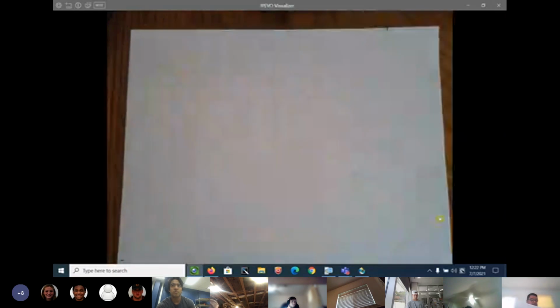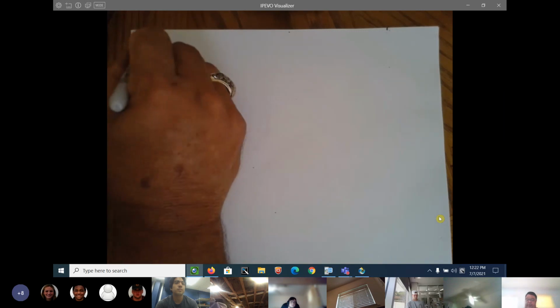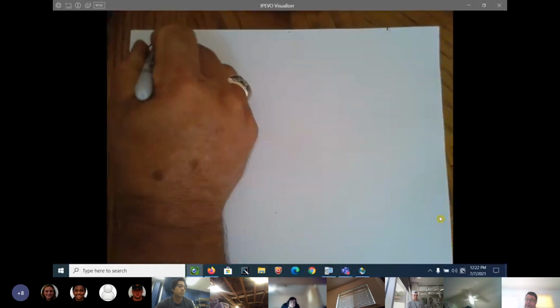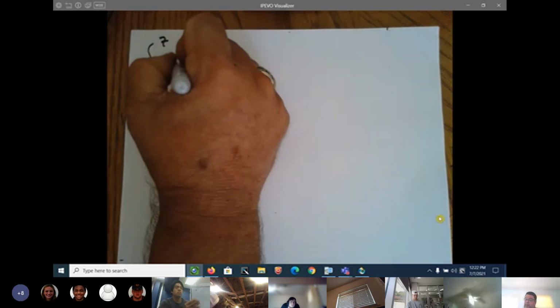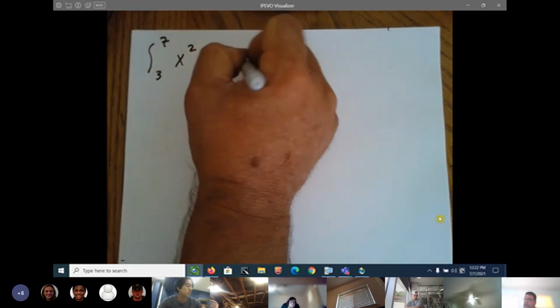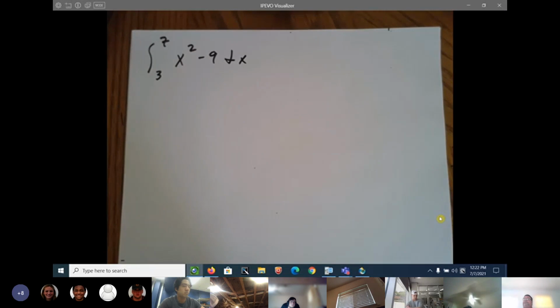How about this one? I don't know if I gave you this one or not. The antiderivative from 3 to 7 of x squared minus 9 dx. Did I give you all that one? I don't think you did. All right, let's do that one.